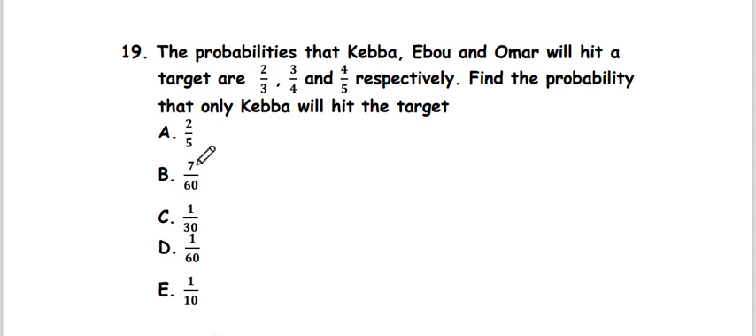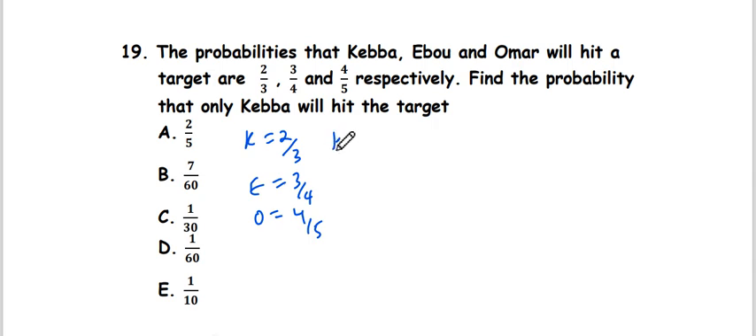Number 19. The probabilities that Keba, Ebu and Oma will hit the target are 2 over 3, 3 over 4 and 4 over 5 respectively. Find the probability that only Keba will hit the target. So the probability that only Keba will hit it means Keba will hit, others will not hit. Keba is 2 over 3, Ebu is 3 over 4, and the probability that Oma also hits is 4 over 5.